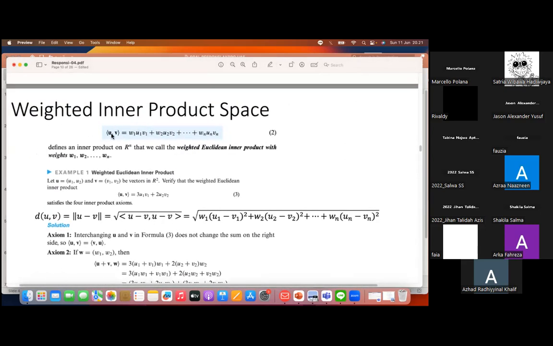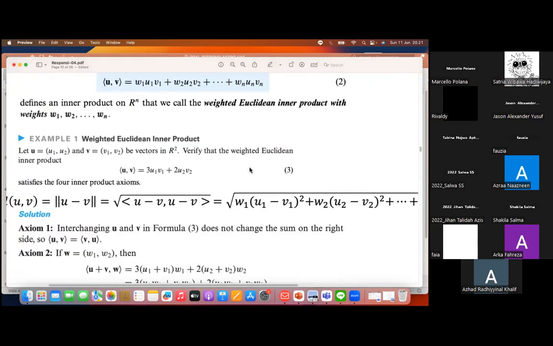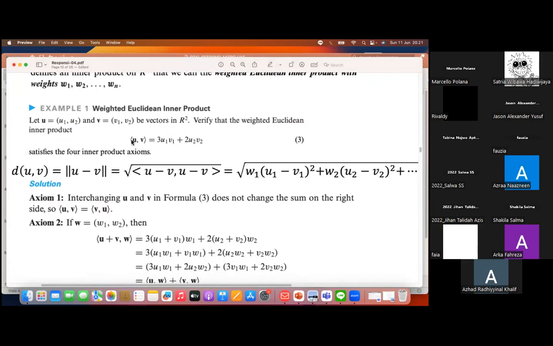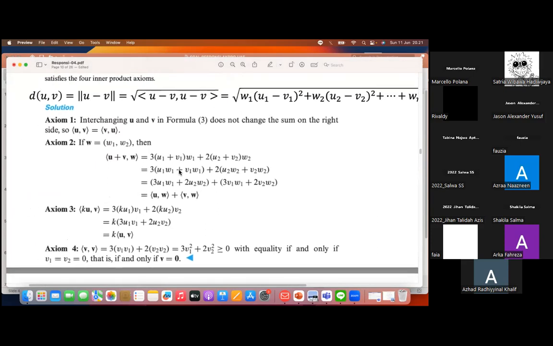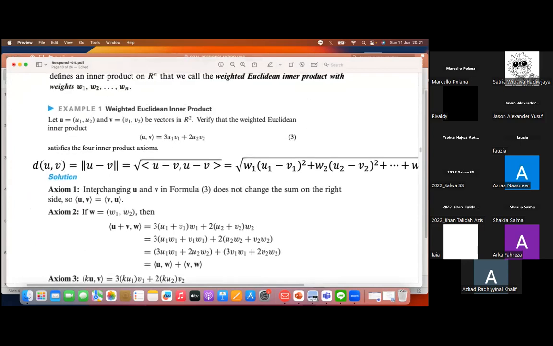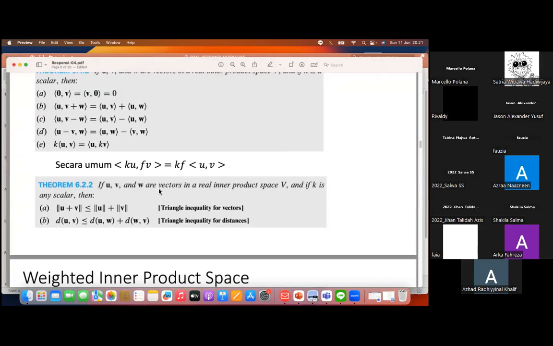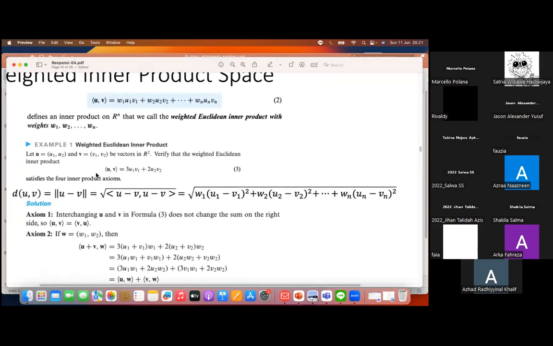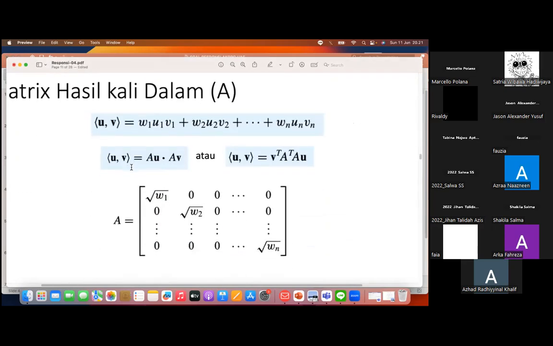So basically, this is a special type of product space where you have weighting, which is W1, W2, and W3, up to Wn. You might get a question that looks like this in your exam. And all you have to do to solve it is something like this. It's actually simple. Just treat it as if you're treating a regular inner product space, and you're good to go.